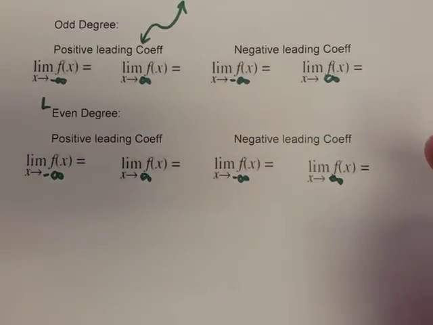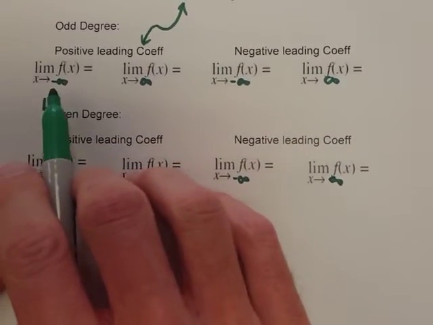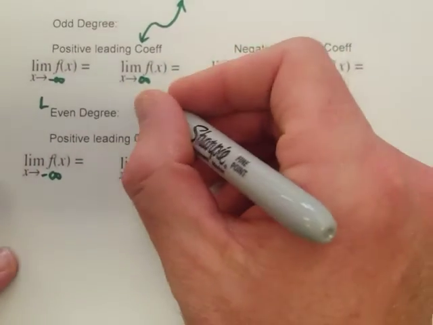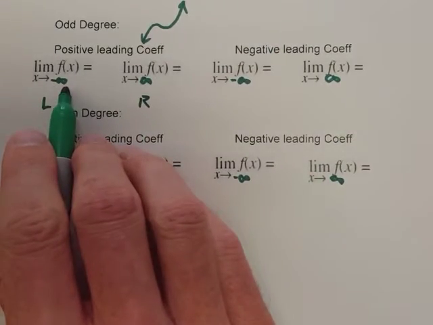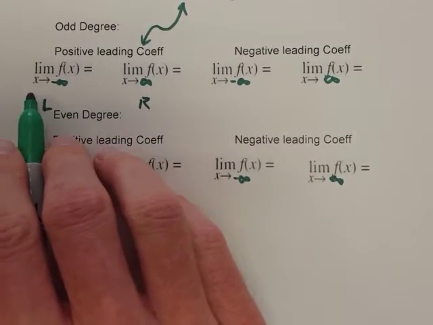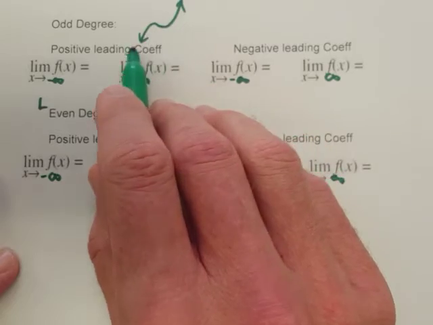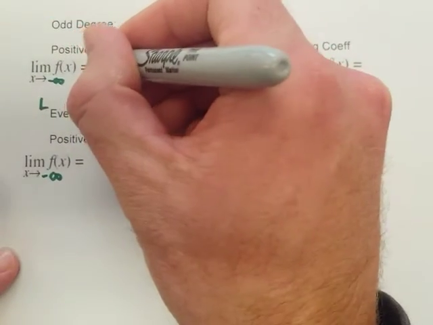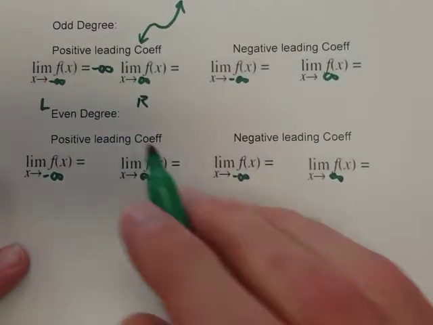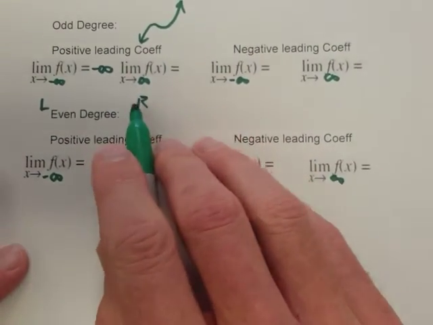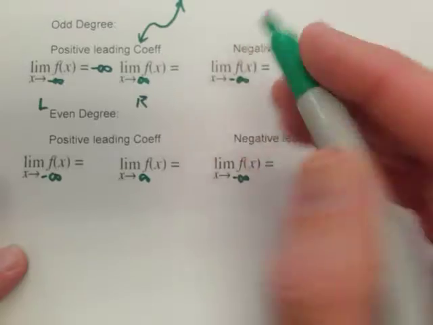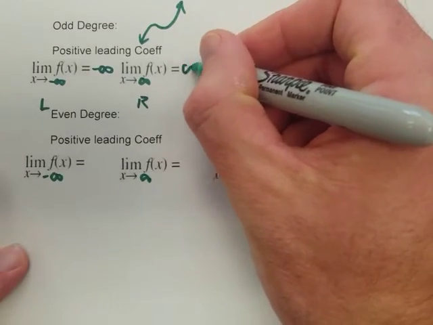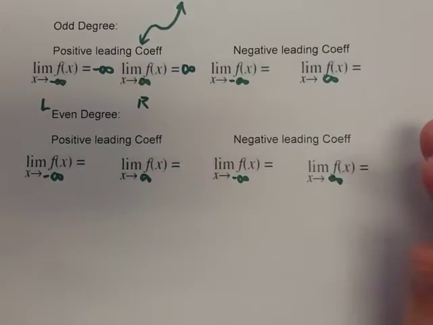Now I'm going to go through each case and see what happens as we go to the left or to the right. So x approaching negative infinity means to the left. And so on this graph, as I go to the left, I'm going down. Since I'm going down, I'm going to label this as negative infinity. On the opposite side, going to the right, this one's going up, and so I'll label that as positive infinity.